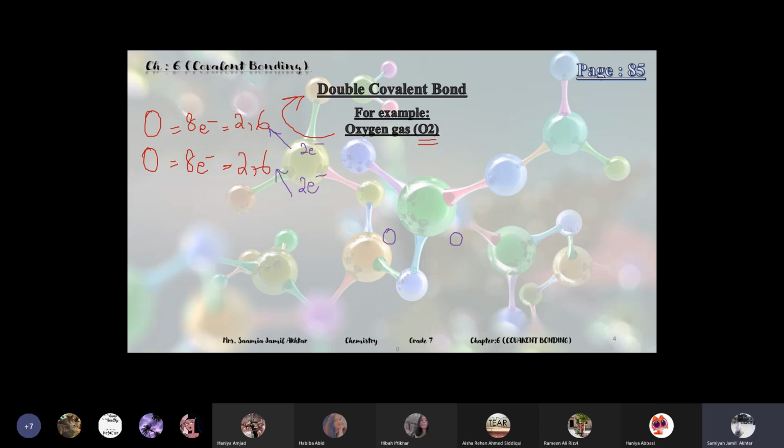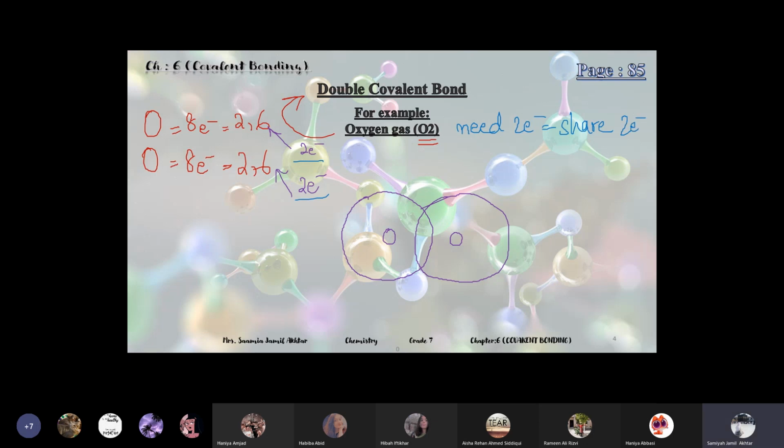Okay, oxygen. I'm not drawing the inner shell because it's complete already. Their shells will overlap like this. Okay, 2 shells. And the shared electrons: need is equal to share. So they need 2 electrons, so they will share also 2 electrons.